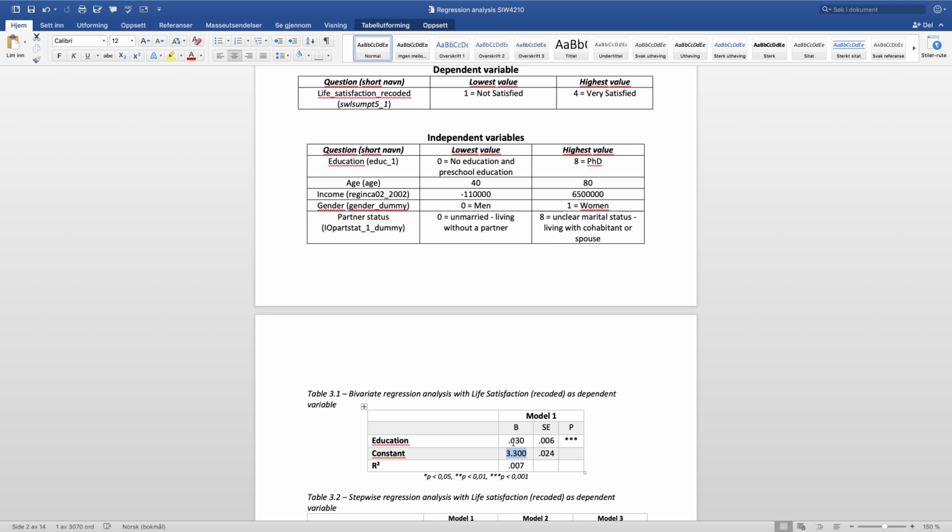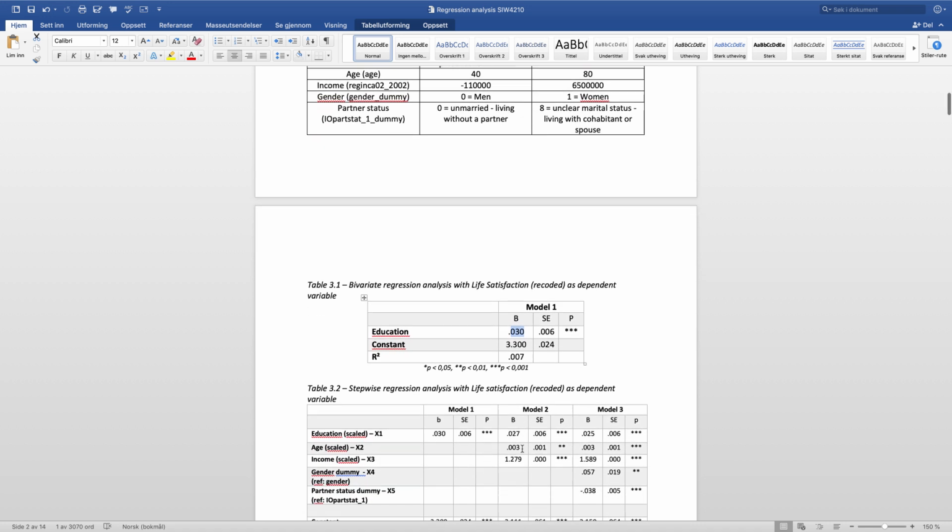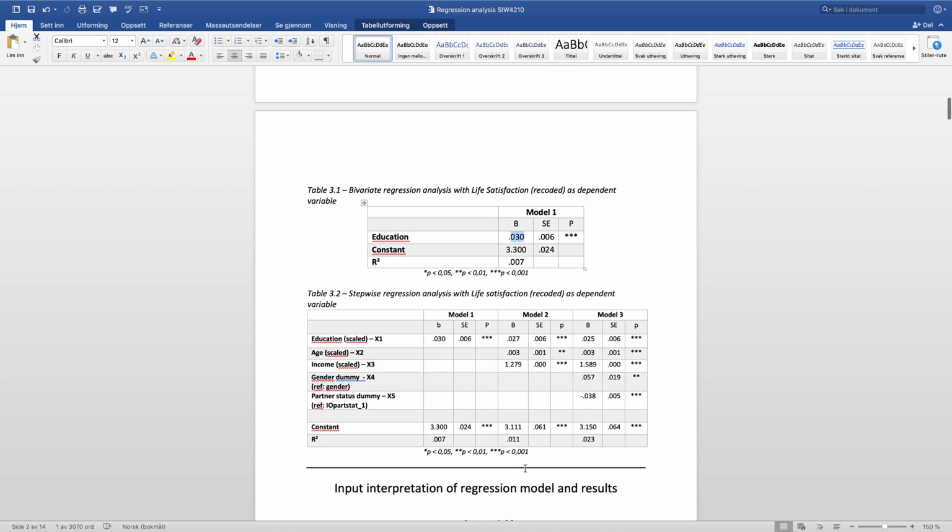And when you go 1 up on education, it increases by 0.03 scale units. Okay, so generally, people who have a higher education are more satisfied. And that's also the interpretation for this. It goes somewhat down, but not much, when you control for age and when you control for income.